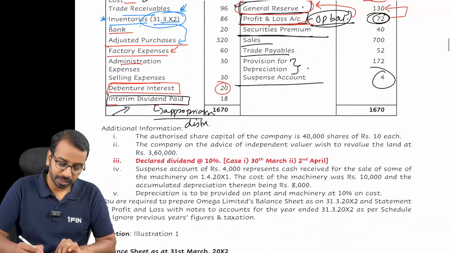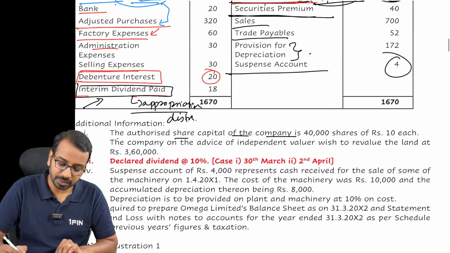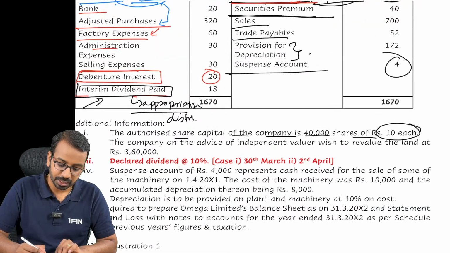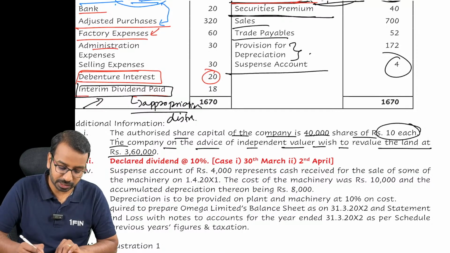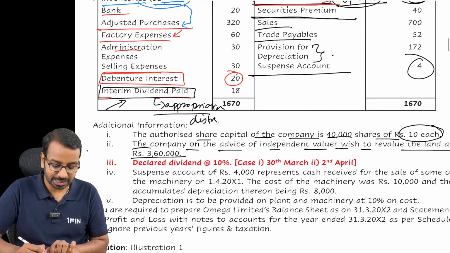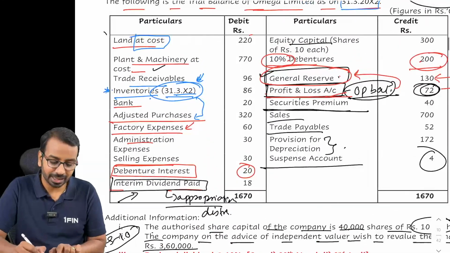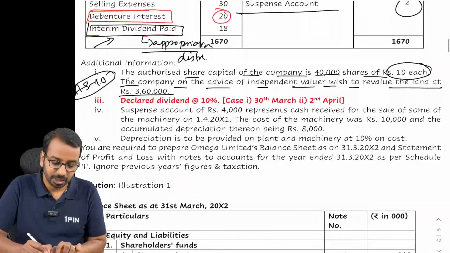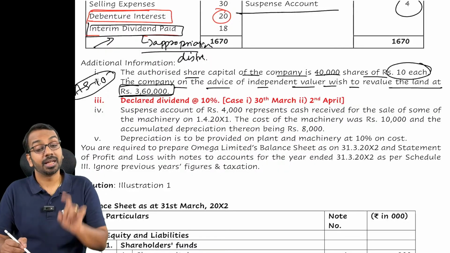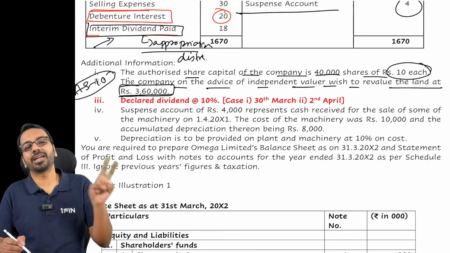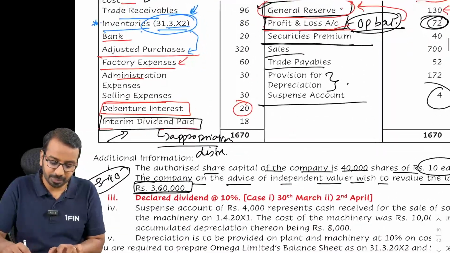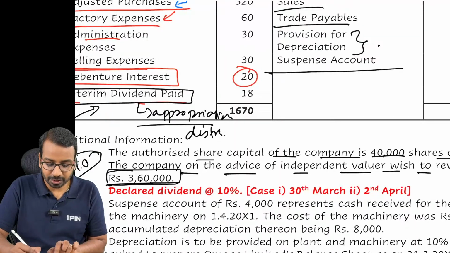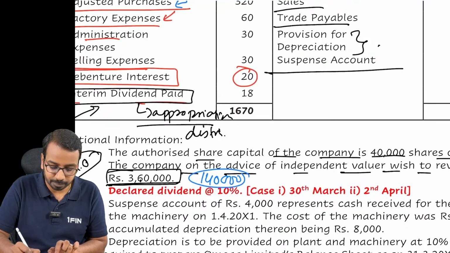All right. The authorized share capital of the company is 40,000 shares of 10 each. Okay. The company, on the advice of an independent valuer, wished to revalue the land at 3,60,000. Now, this is as per principles of accounting standard 10. What is the land at? 220. What are they saying? We want to increase it to 360. I have always told you every adjustment has two-side impact. Okay. Now, if I increase the land from 220 to 360, what is the gain? 360 minus 220, 140 is the gain.